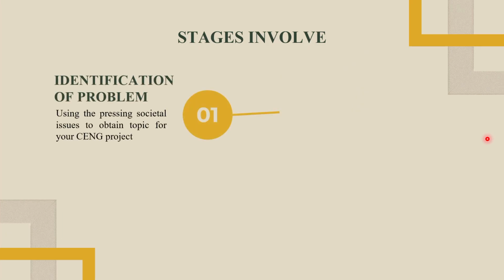Now, the stages involved in the whole process. In the whole process, that's the report writing stage. You are going to first of all identify a problem. You identify a problem based on your field of study, so you are using the present societal issues to obtain a topic for your CENG. The problem you identify will be the topic for your report.